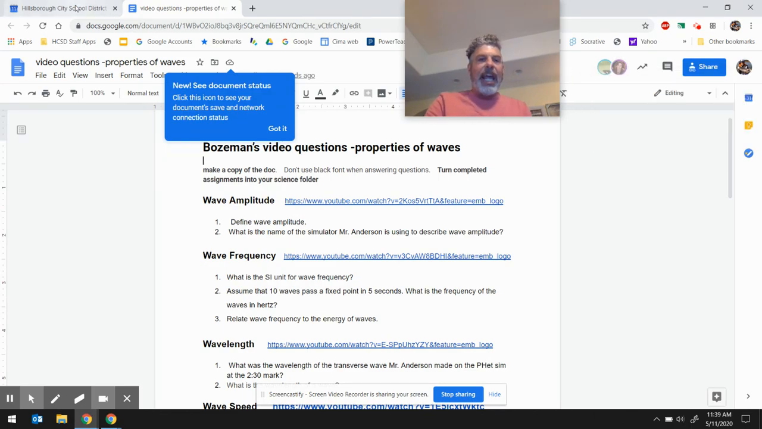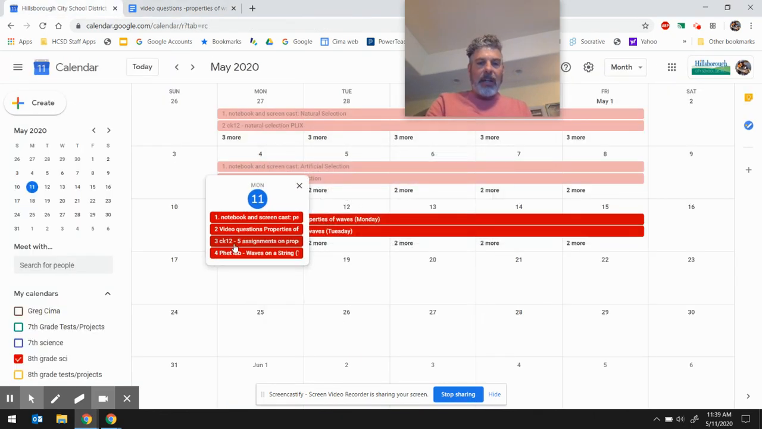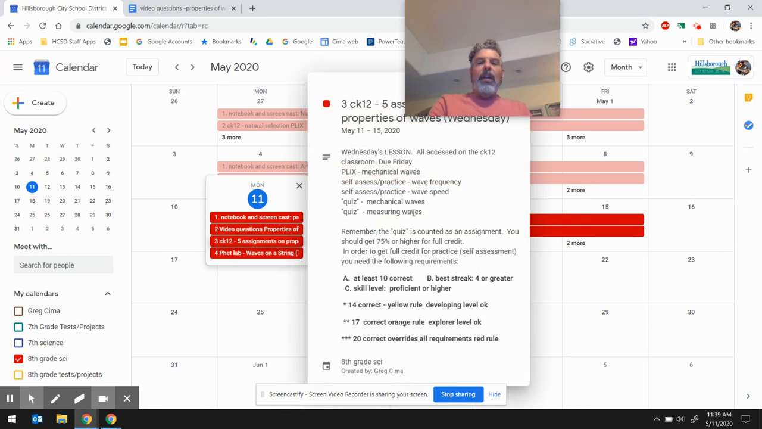Good to see. Next, it's the third thing, CK12. I didn't give you guys STEMscope this week. I'm going to talk about the STEMscope here in a moment. The third thing we got over here is the CK12 stuff. We got one Plex on mechanical waves. Then I found two self-assessments.